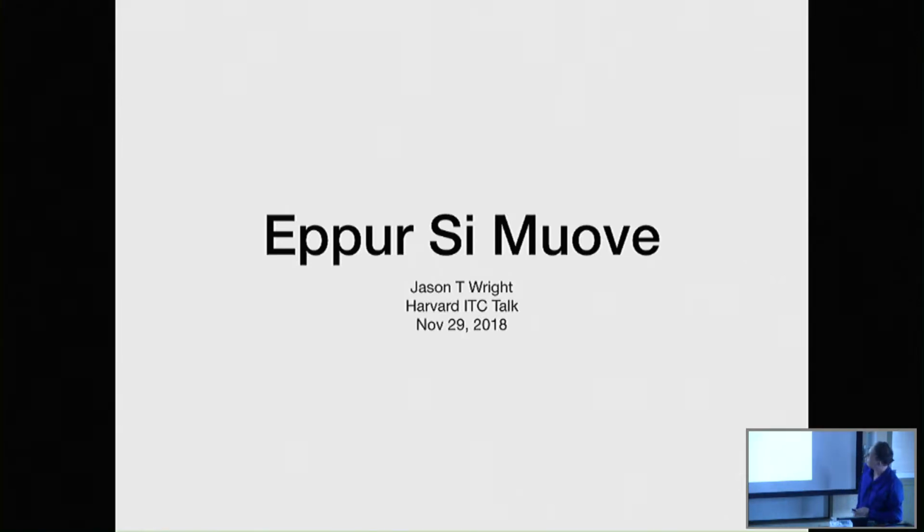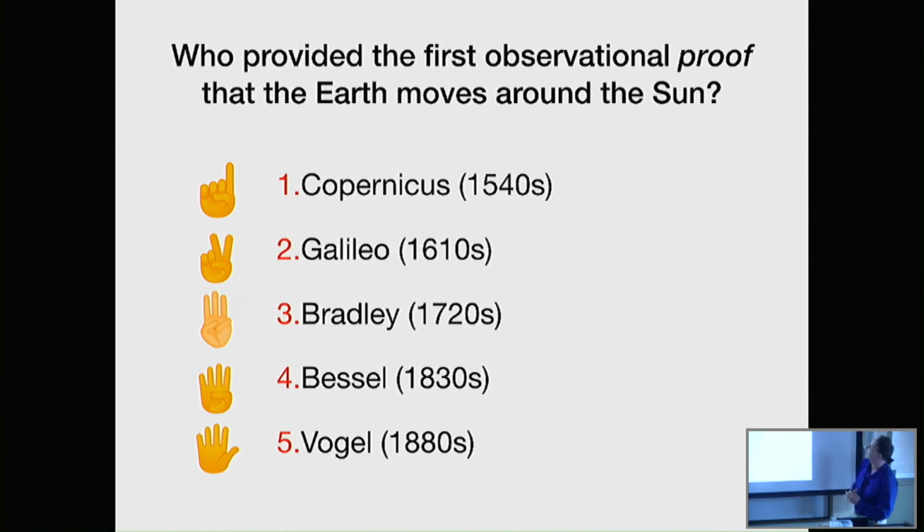All right, I'm going to start this talk by asking you a question. It's a 5 multiple choice question. You're going to answer by holding up a fist. Answer 1, 2, 3, 4, or 5. This is a little history quiz for you all. And so the question is, who provided the first observational proof that the Earth moves around the sun?